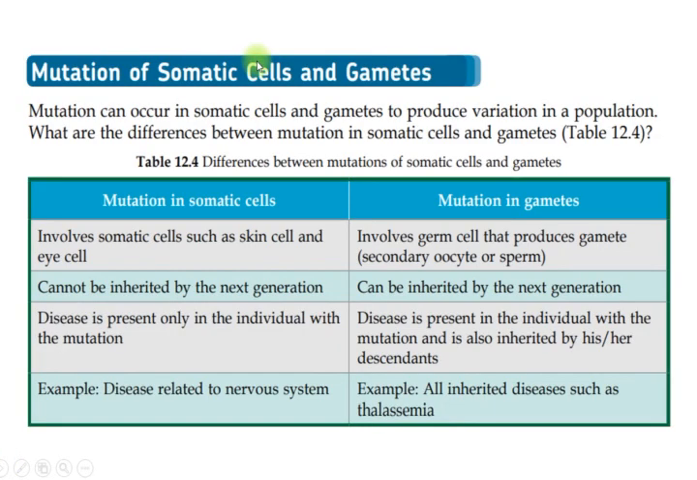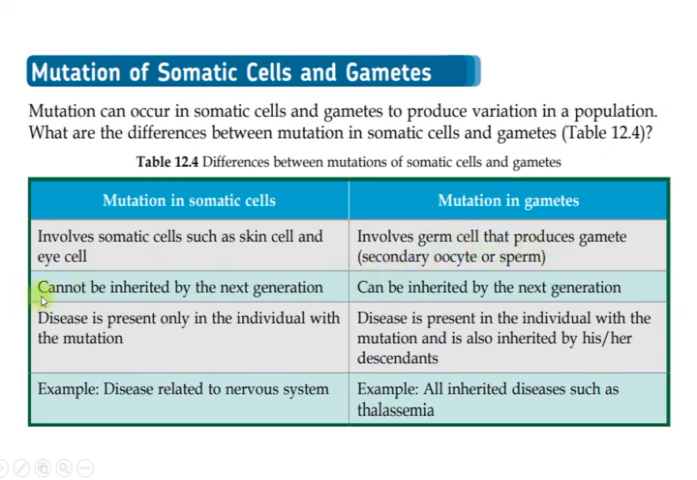Okay, last one here: mutation of somatic cells and gametes. Mutation can occur in somatic cells and gametes to produce variation in a population. What are the differences between the mutation in somatic cells and gametes? Mutation in somatic cells involves somatic cells such as skin cells and eye cells. Mutation in gametes involves germ cells that produce the gametes. Germ cells refer to the parent cells.